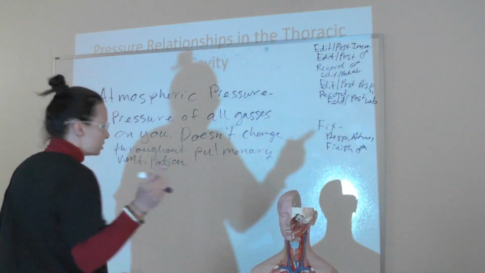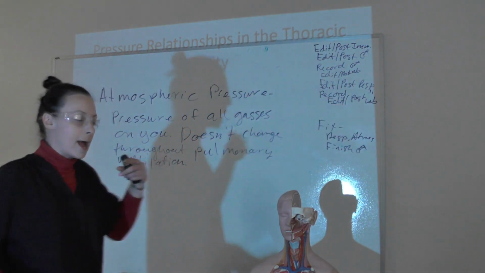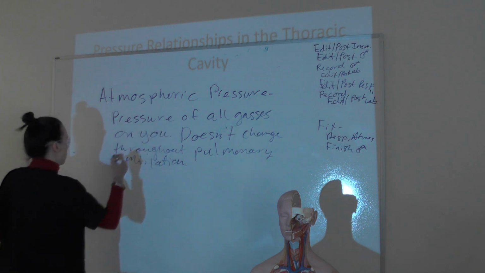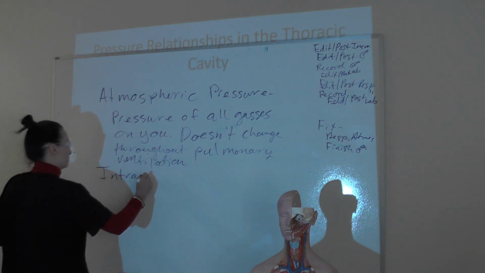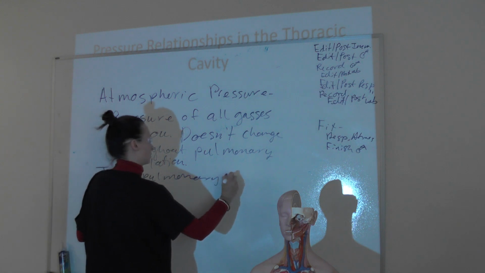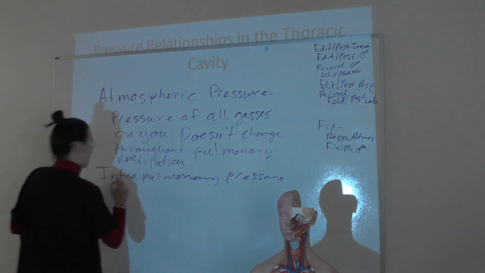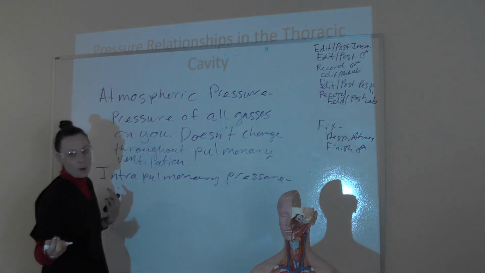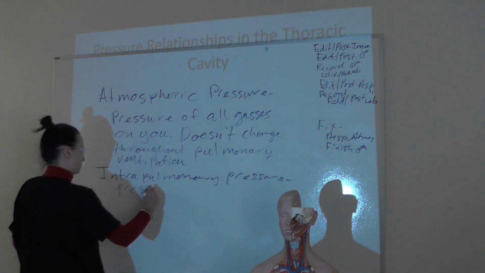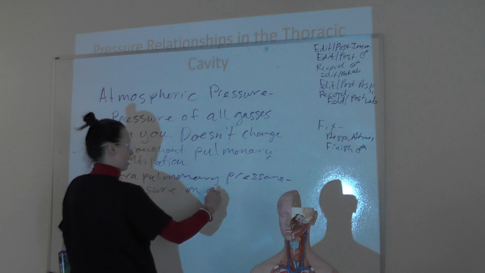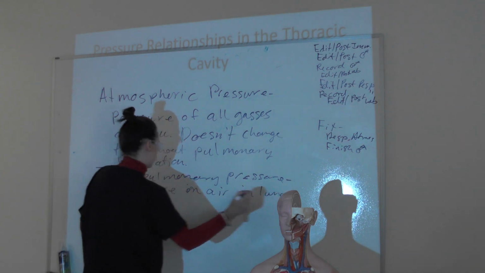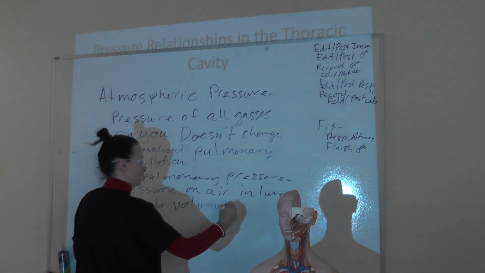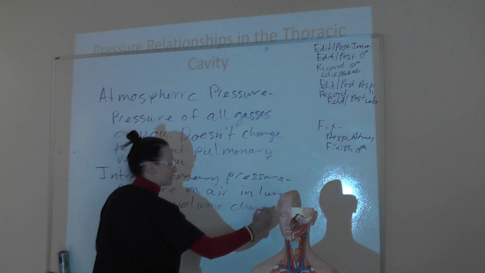pressure. So that change in pressure is going to guide the movement of air, and that's what's going to be changing throughout our respiratory cycle. So intrapulmonary pressure is the pressure of the air in the lungs due to changes in intrapulmonary volume. So the pressure on air in the lungs due to volume changes in the thorax, or we'll say due to volume changes throughout pulmonary ventilation.